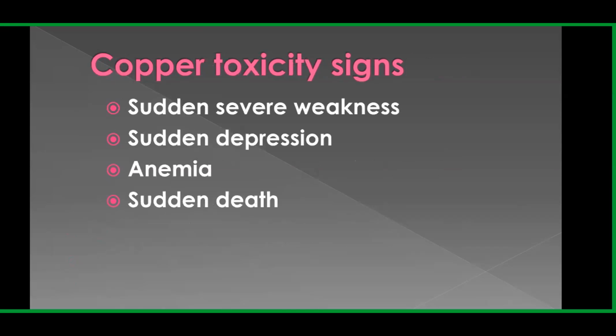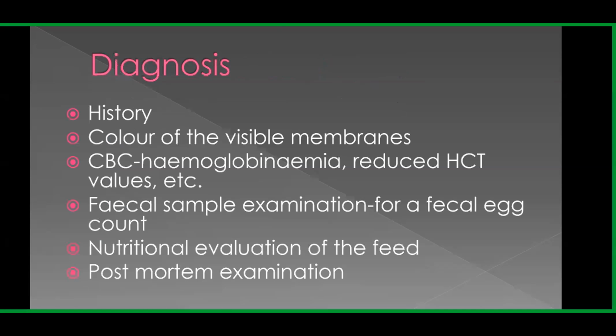And if there is copper excess or copper toxicity, the signs will be sudden or severe weakness. In case of copper deficiency, the signs will progress slowly, but in case of copper toxicity, the signs will be very sudden and very severe. There will be sudden depression, and again there will be anemia, and that will be very rapid, peracute or acute anemia, and the animal will die suddenly.